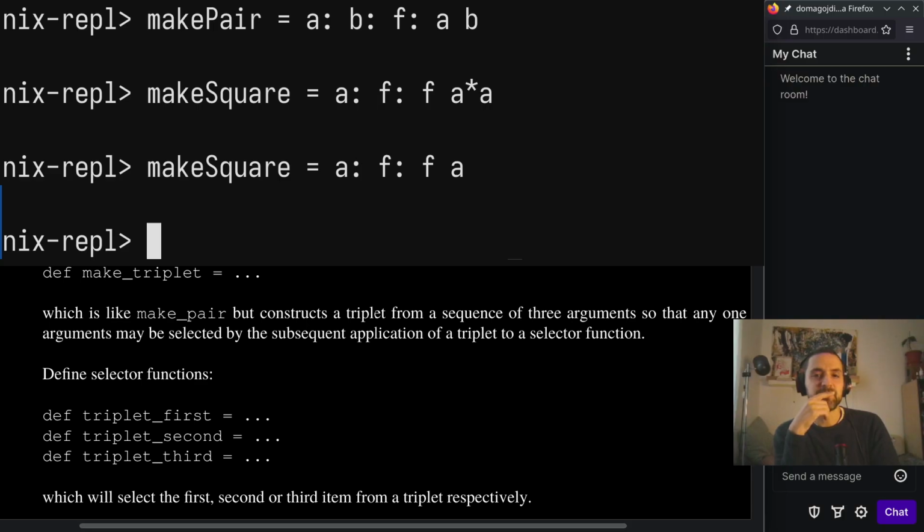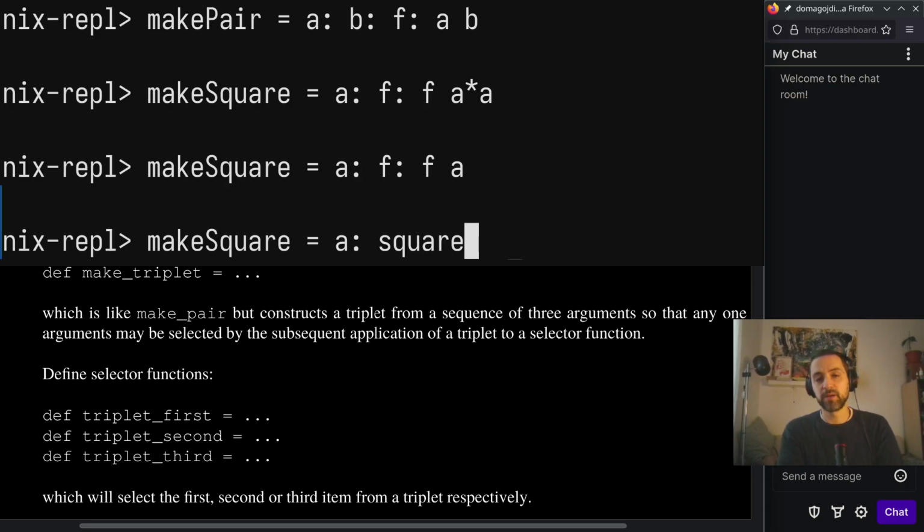A, f. Well, square a. Or I could do make square a square. Look at this. I could do like this. N as in, you know, number. Could do even like this. Square number.